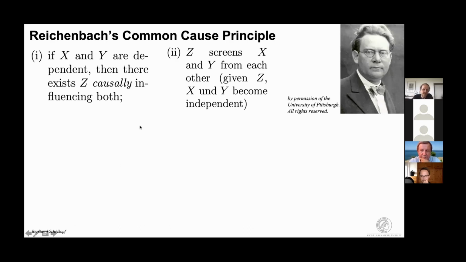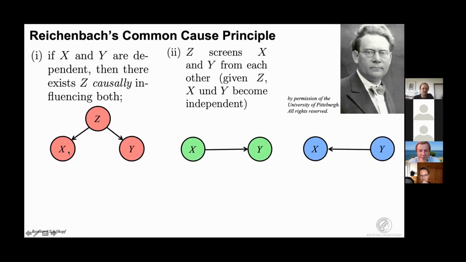He postulated this common cause principle in a book called The Direction of Time. And this principle says that if we find two variables X and Y to be statistically dependent, then there exists another one, Z, that causes both of them, and that explains the dependence in the sense that if we condition on Z, X and Y become independent. So that means that we find two variables that are dependent, there's another one that explains this dependence and that causes both of them. And now that Z could coincide with X or Y, in which case we get these two special cases.